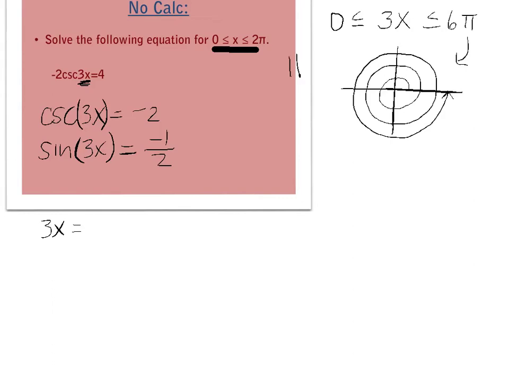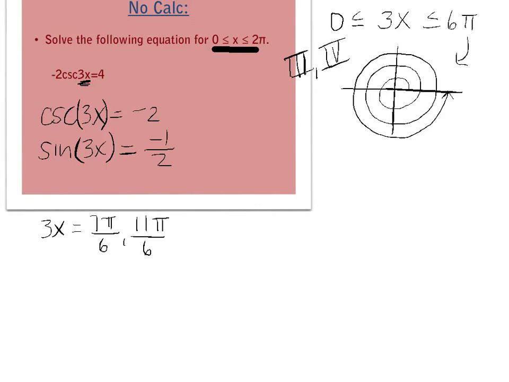Sine is negative in quadrants 3 and 4, so this is the area that we want to look at. So the angles in quadrants 3 and 4 with a reference angle, and we're in radians, so it has to be pi over 6, is going to be 7 pi over 6 and 11 pi over 6. So there are our first two answers.